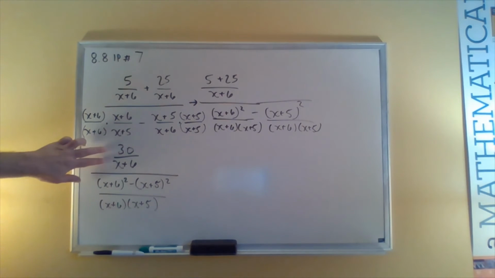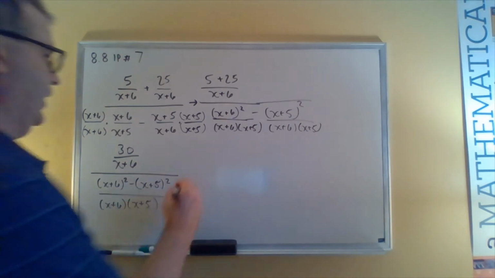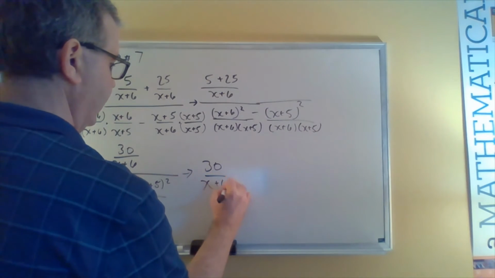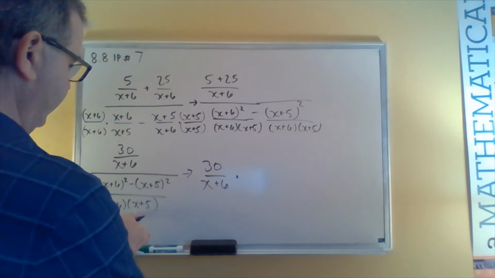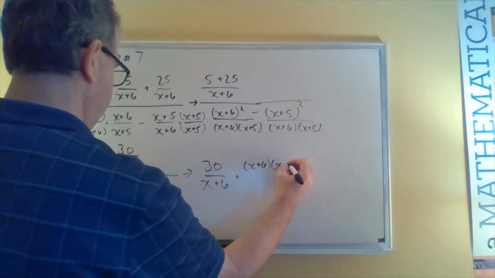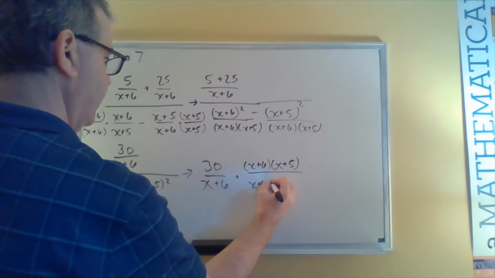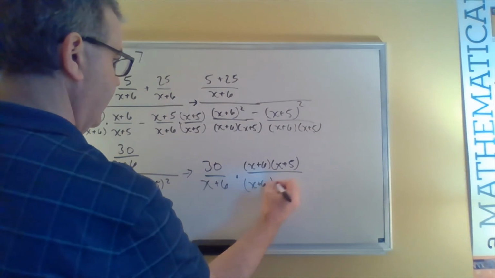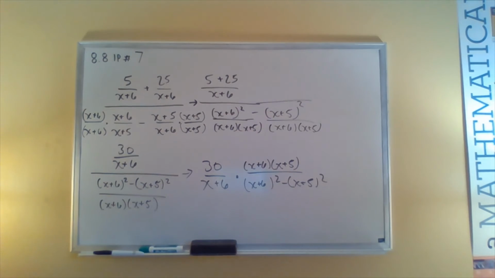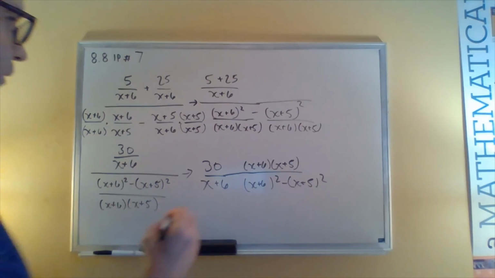So now I have one fraction up top, I have one fraction in the bottom, so now I can rewrite this. I'll rewrite my numerator as is. I'm going to multiply that by the reciprocal of my denominator, (x+6)(x+5) over (x+6) squared minus (x+5) squared. Multiplying, I'm going to rewrite this as one fraction to make it a little easier to cancel some things out.